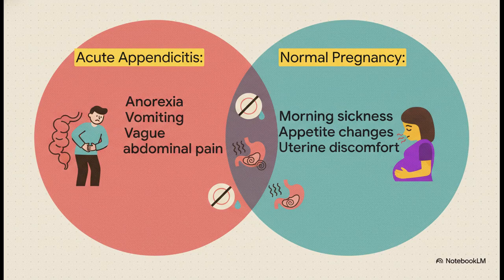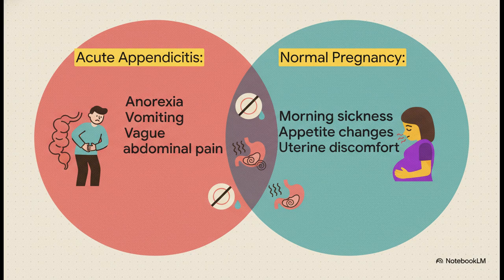Well, this slide shows the heart of the problem, using the most common surgical emergency in pregnancy as an example: appendicitis. Look at the classic symptoms on the left: loss of appetite, vomiting, some vague belly pain. Now look at the right. That looks an awful lot like a normal Tuesday in the first trimester, doesn't it? Morning sickness, weird food cravings, the general discomfort from a growing uterus. The overlap is huge. This means our first line of defense, a clear clinical picture, is gone.